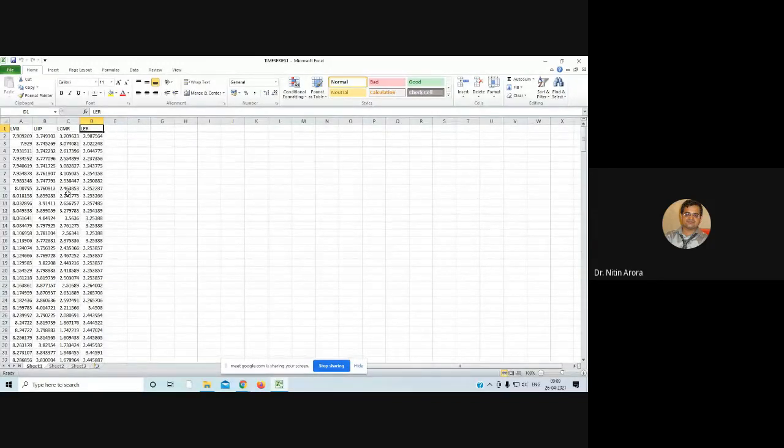Let me tell you, many times we say that we shouldn't take a log of any index. So even that we can do. We can consider IIP without taking log. Sorry, here a log has been taken. This data is starting from 1991 month 04, that is April. So first of all we have to open this time series in Gretl.